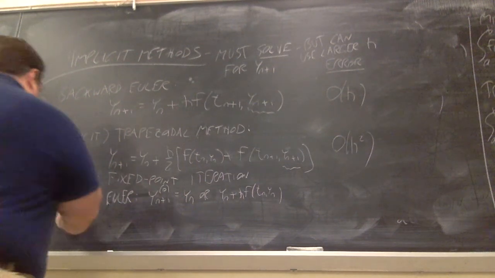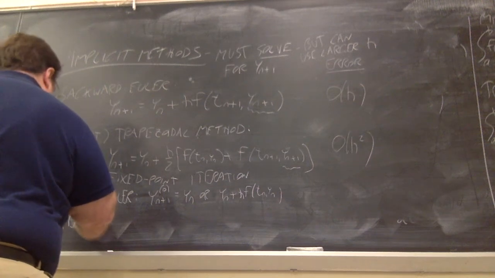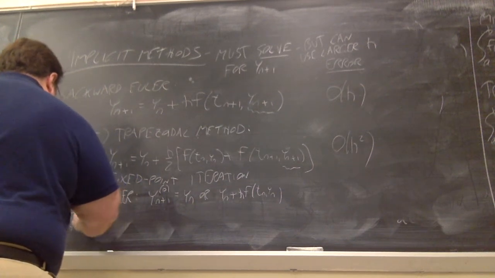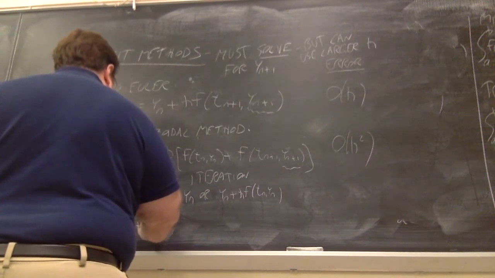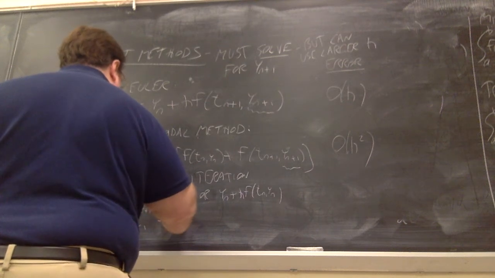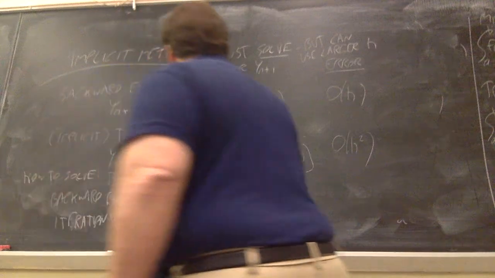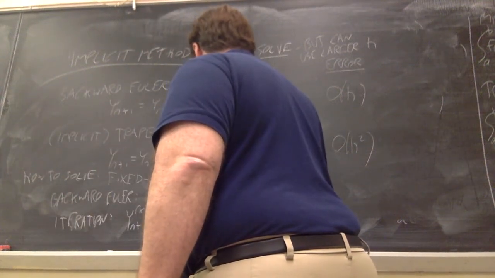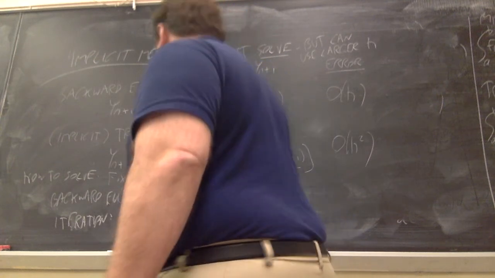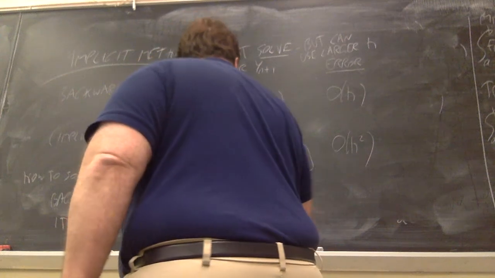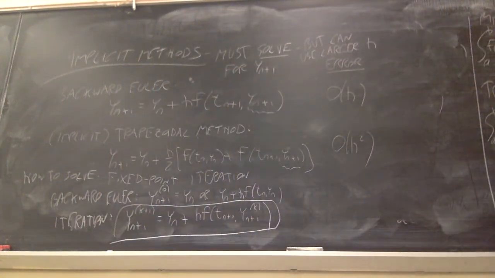Then your iteration is yn plus 1 iterate k plus 1 is equal to yn plus h f of tn plus 1, yn plus 1 iterate k. So this right here is your fixed point iteration. You get your initial guess, then you keep substituting it into the right side to get your new iterate, then you keep plugging that back in, just like fixed point iteration any other time.